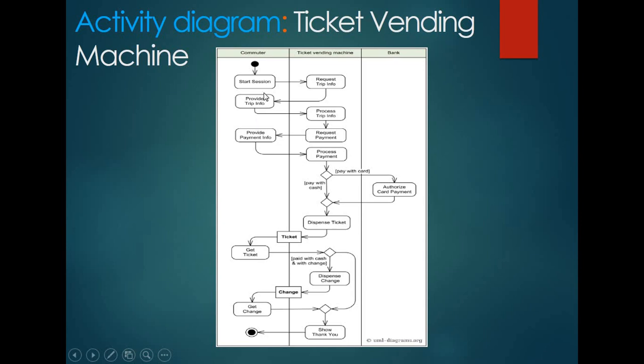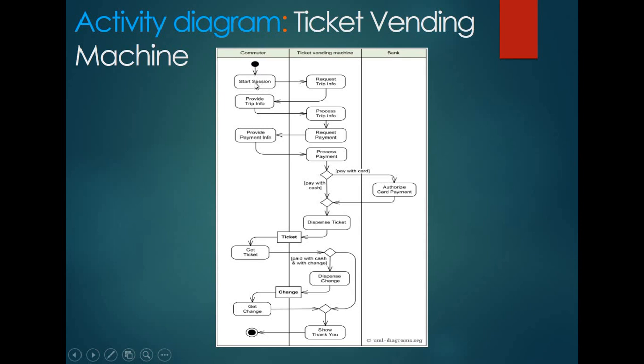Here you can see there is a swim lane diagram. In the swim lane diagram, here is a customer, here a ticket vending machine, and here a bank. So a swim lane diagram is also an activity diagram, but it is divided by the particular activities. This particular activity will be performed by the customer, this particular activity will be performed by the ticket vending machine, and this particular activity will be performed by the bank. Okay, so let's start with our starting point.